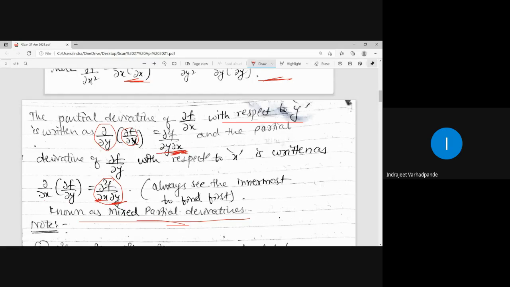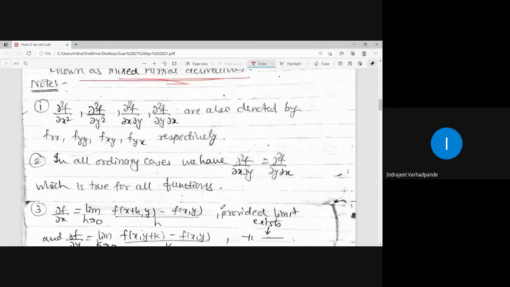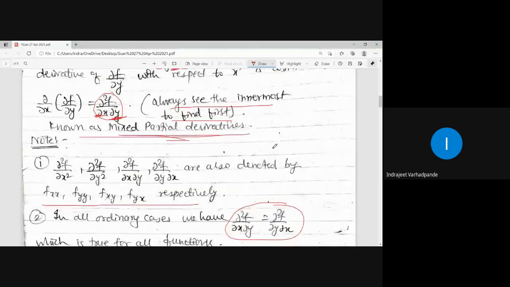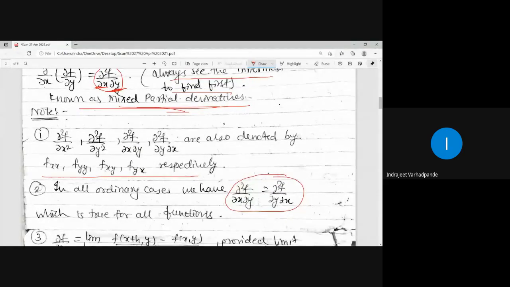So how to identify? Whatever is the innermost, that is to be calculated first. So always see the innermost to find the first derivative, right? And then you differentiate it later. So this is known as mixed partial derivative. Some important points are to be noted. Del 2 f by del x square, del 2 f by del y square, they are also denoted by this. In ordinary cases, these both derivatives are equal. Clear? So note down these points. In all ordinary cases, these are equal.